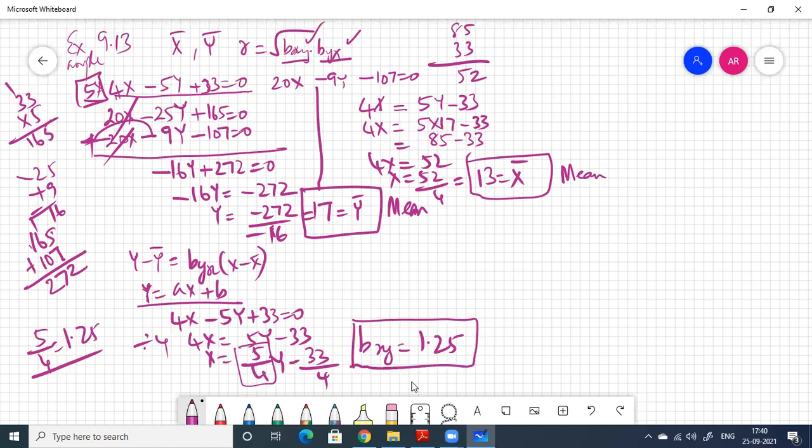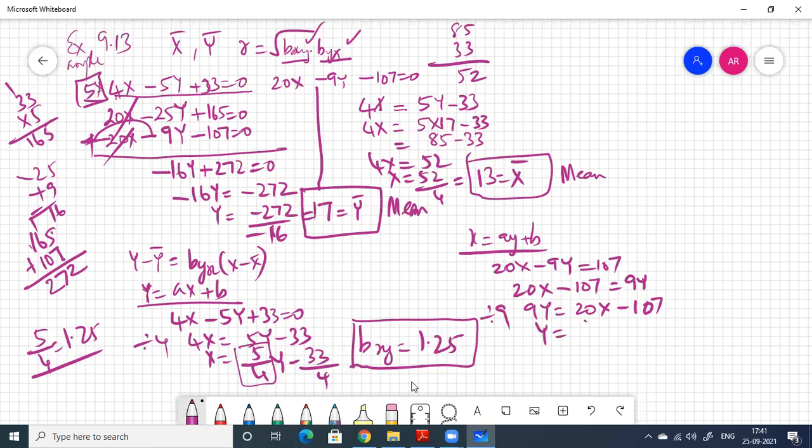Now the other one you have to find out. Okay, x is equal to ay plus b. That form you have to now form. Take the other one. 20x minus 9y is equal to 107. You can take. Here what you have to do? 20x minus 107 is equal to 9y. Okay, 9y is equal to 20x minus 107. Divide by 9 both sides. Y is equal to 20 by 9x minus 107 by 9.